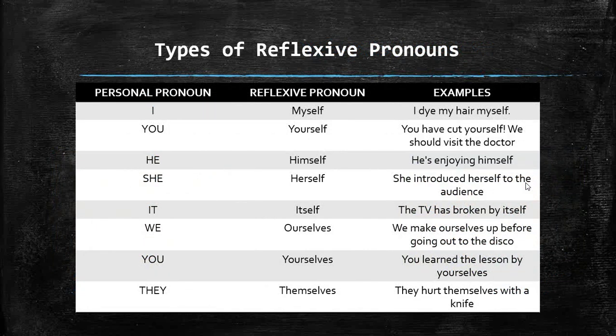Types of reflexive pronouns. We can see that for each personal pronoun we have one reflexive pronoun, and we also have one example on this table. For the personal pronoun I, the reflexive pronoun is myself, and we have as an example, I dye my hair myself. We're trying to express that the subject, or the same person that is represented by the subject, is the person that is doing the action over itself.